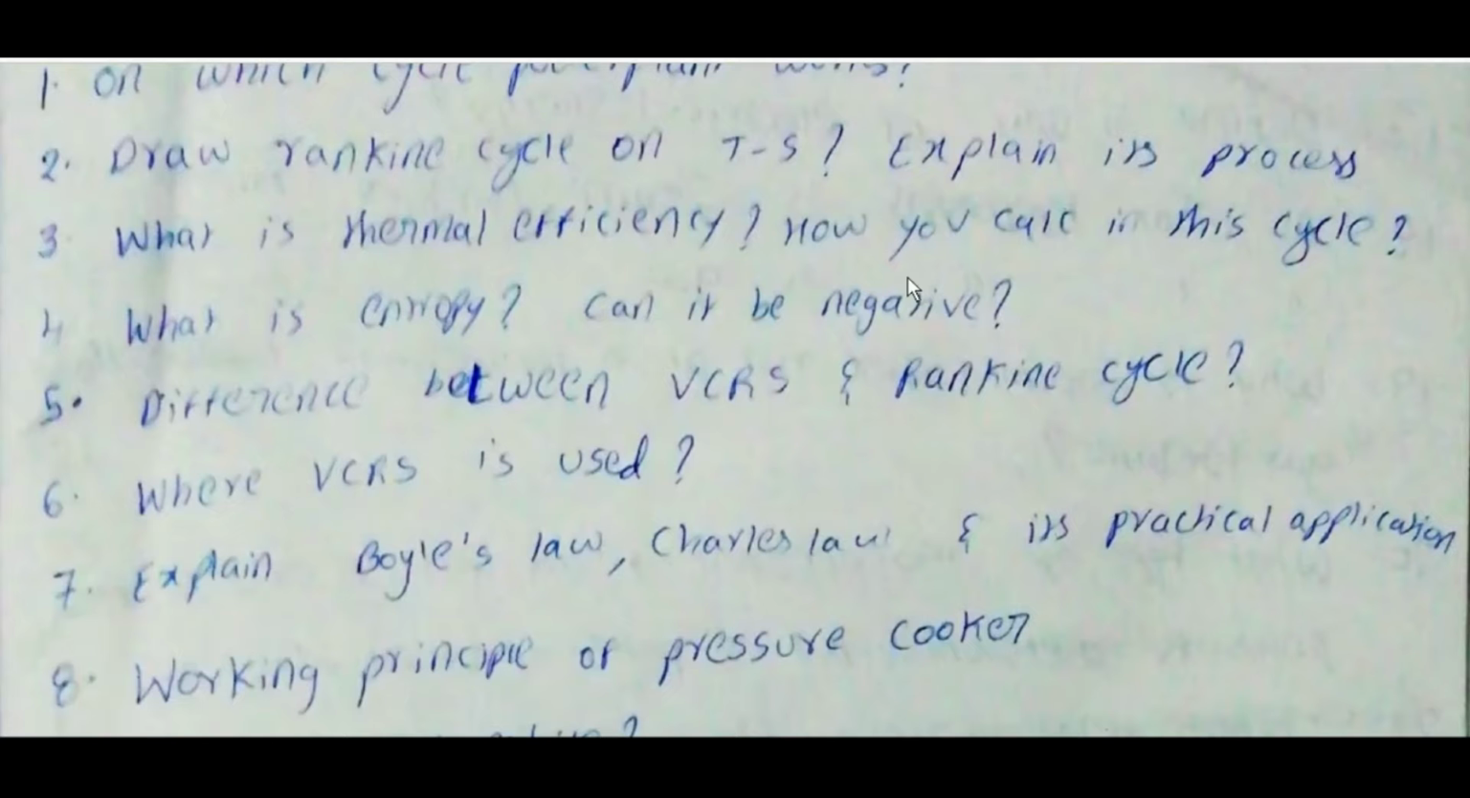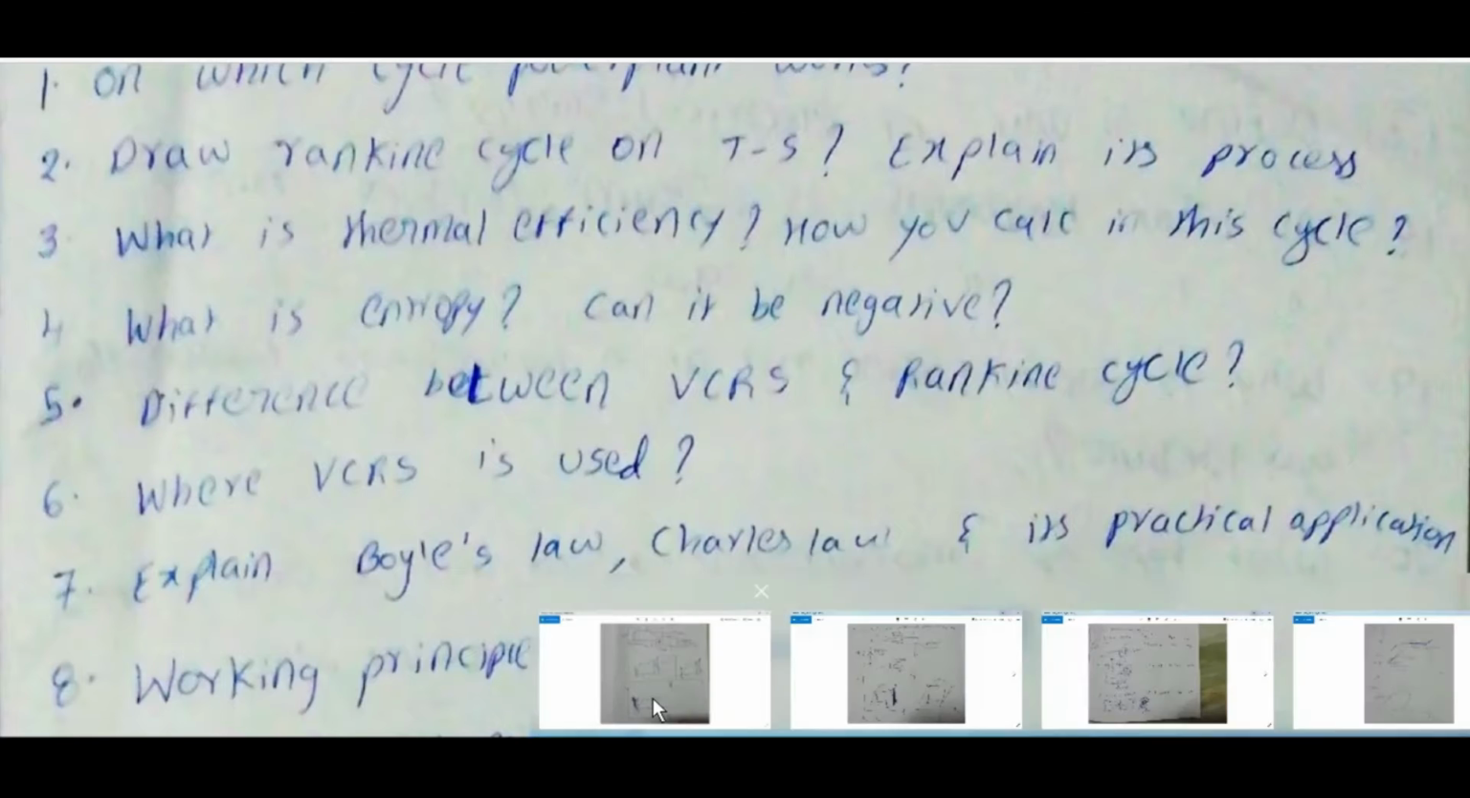What is thermal efficiency? How do you calculate it in this cycle? Thermal efficiency is equal to W net by Q input, which is equal to W turbine minus W pump by Q in. Efficiency is equal to (H1 minus H2) minus (H4 minus H3) by (H1 minus H4).